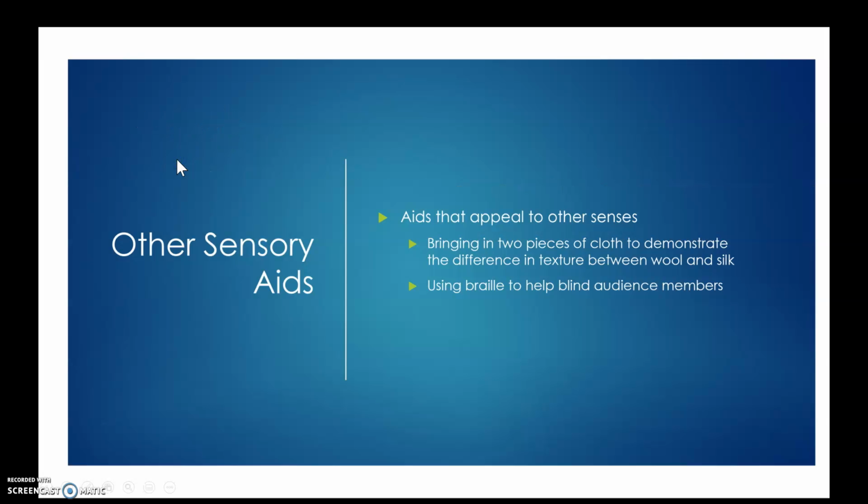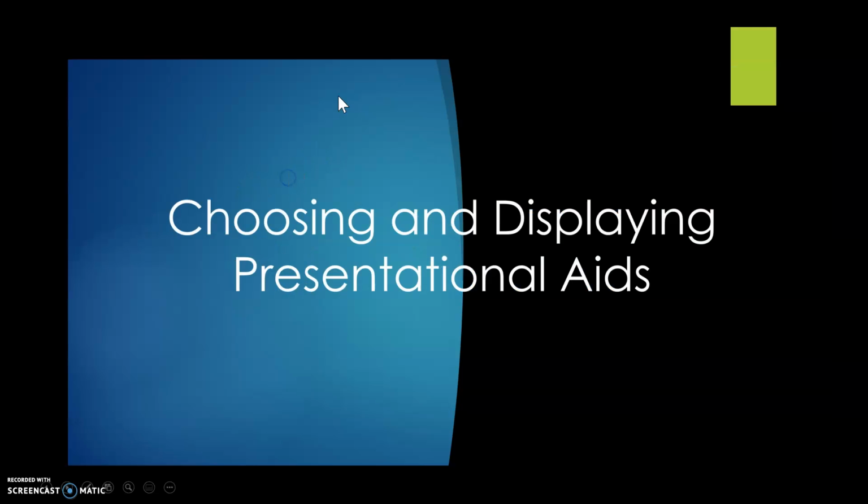Some other sensory aids would be things that appeal to other senses. So you might bring in 2 pieces of cloth to demonstrate the difference in texture between wool and silk. Or if you had blind audience members, having Braille might be a way that you could use another type of sensory aid to help those individuals to be able to understand what you're saying or be able to process it.